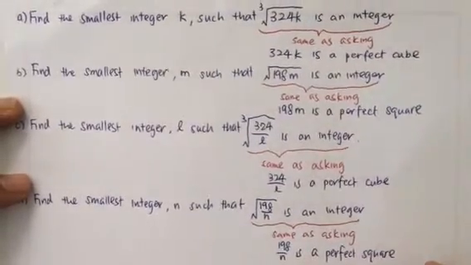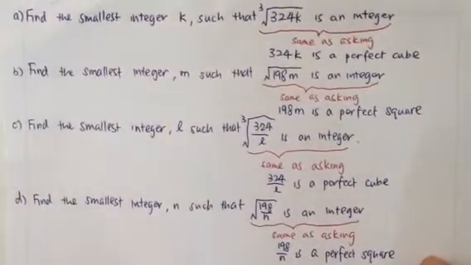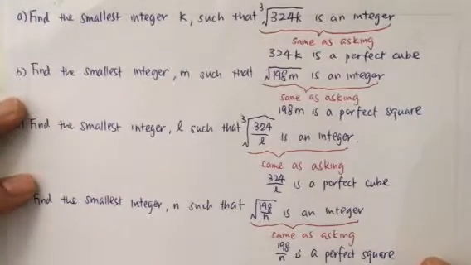Okay, this video is about how to deal with prime factorization questions involving perfect squares and perfect cubes. These are some of the ways that they ask. Find the smallest integer k such that the cube root of 324k is an integer.